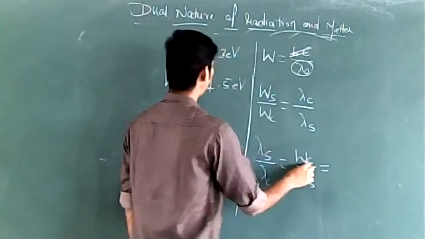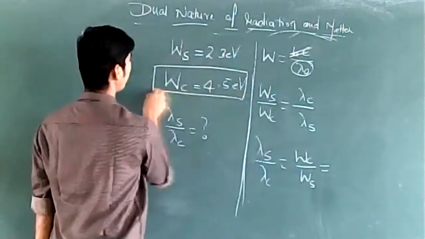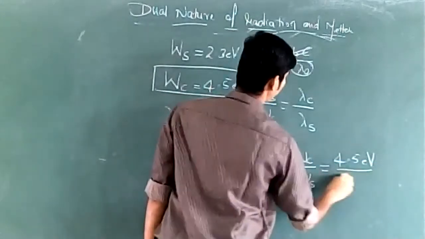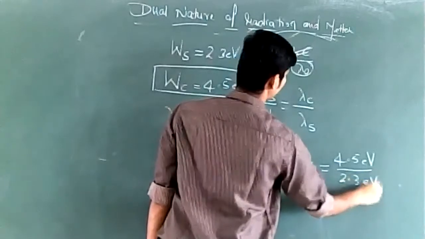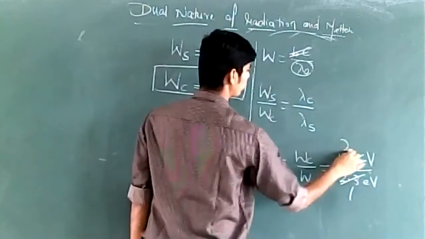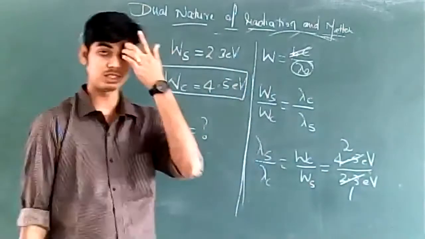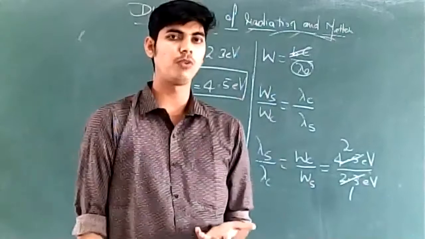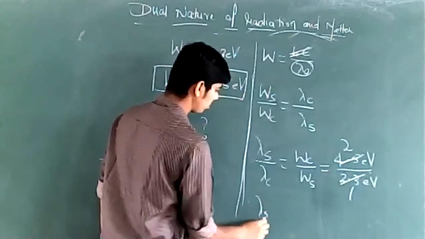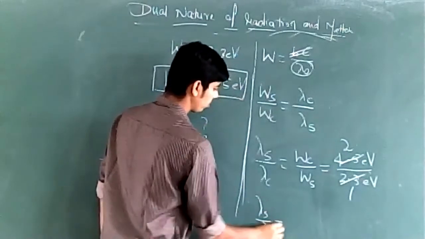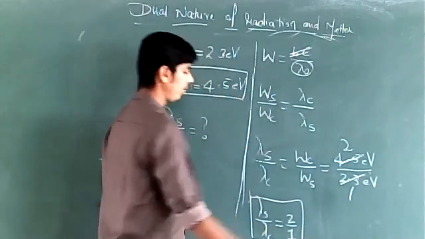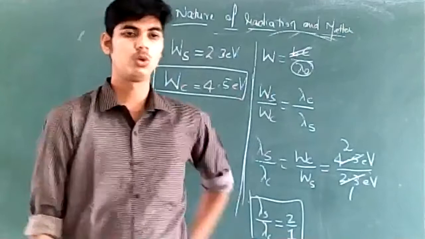We know that Wc, the work function of copper, is 4.5 electron volt, divided by 2.3 electron volt. 2.3 almost; 2.3 times 2 will be 4.6, into 4.5. So lambda s divided by lambda c will be equal to 2 by 1.